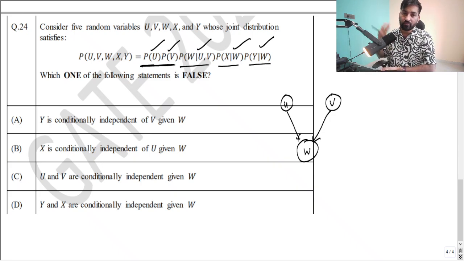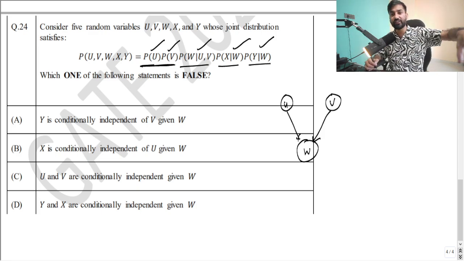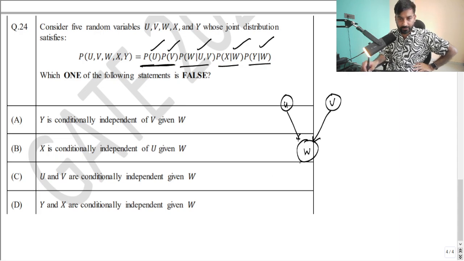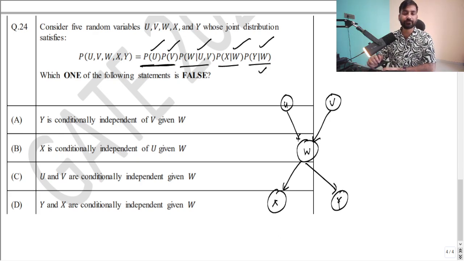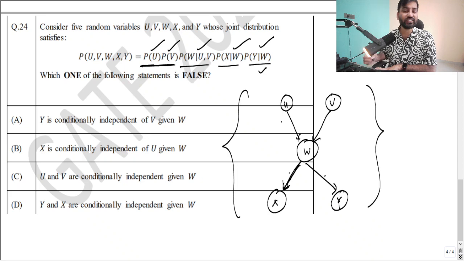Now from W, the probability of X is coming after W only, right? And there is no relation with U and V for X and Y, you see. So you can say that this is going to be X, and from here itself there is a Y. I hope this makes sense. So this is nothing but probability of X given W, and this is probability of Y given W. You will be able to draw the Bayesian network like this.